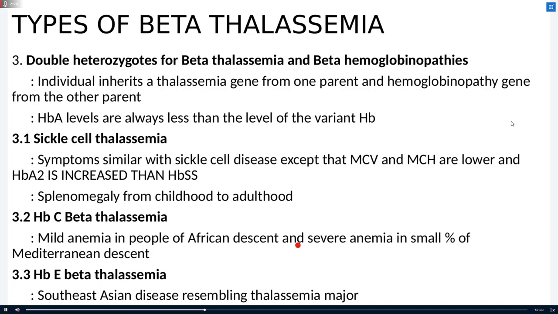So again, another one would be hemoglobin C beta thalassemia. So a combination of hemoglobin C class and beta thalassemia. Mild anemia in people of African descent and severe anemia in small percentage of Mediterranean descent. Then hemoglobin E beta thalassemia. Southeast Asian disease resembling thalassemia major. Class, nare-recall nyo anong hemoglobinopathy yung common sa Pilipinas? What's the hemoglobinopathy common in the Philippines? If you recall.